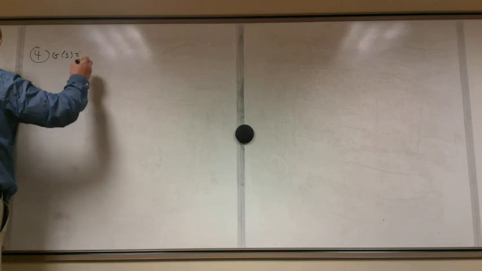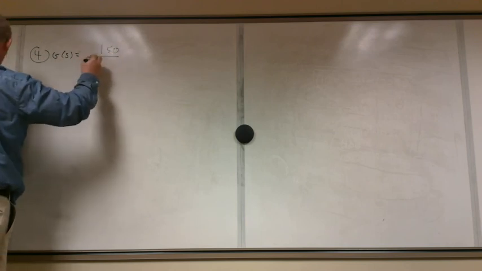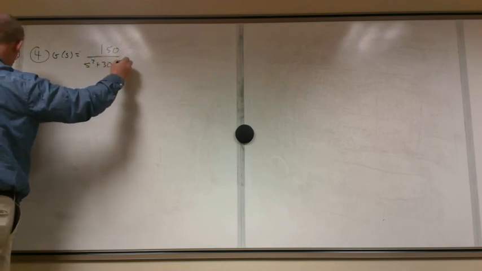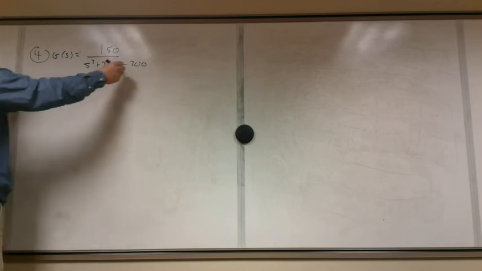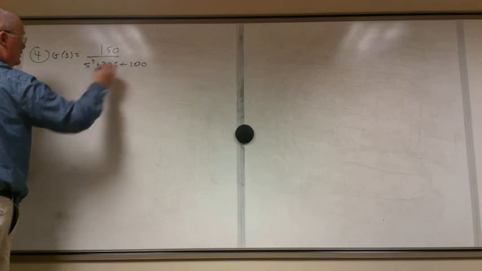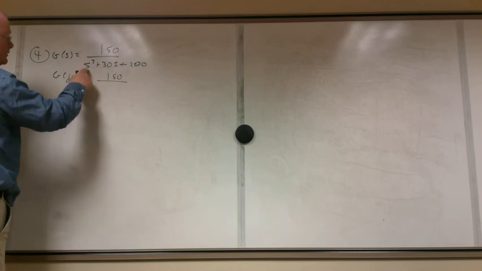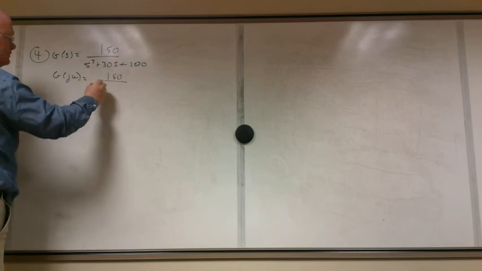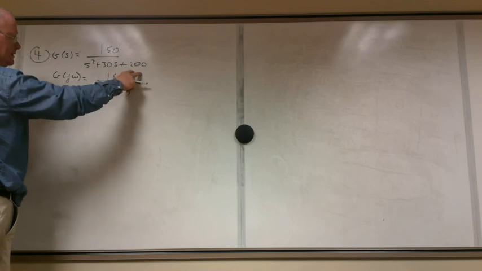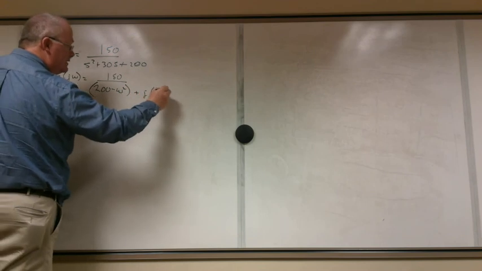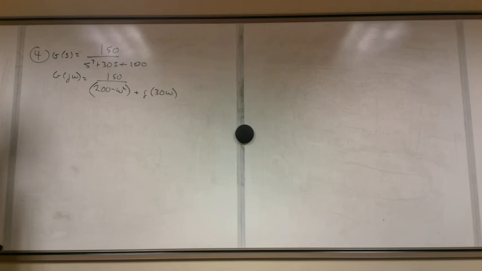All right, number 4 says G of s is equal to 150 over s squared plus 30s plus 200, like that. That's a 200. So, of course, the first step I would recommend is G of j omega is equal to 150 over j omega squared, because that's a negative omega squared, so we have 200 minus omega squared. There's the real part, plus j times 30 omega, like that. That's G of j omega.